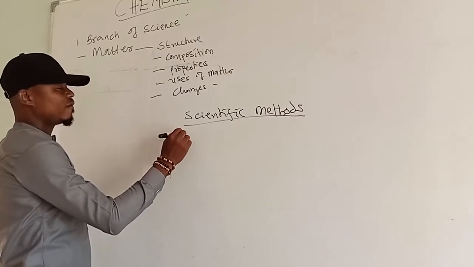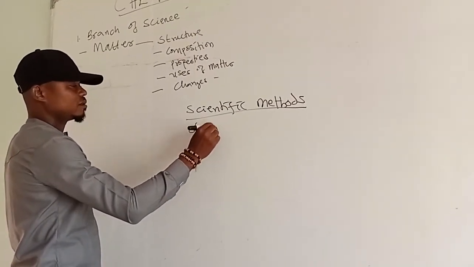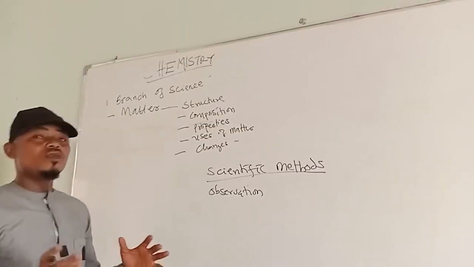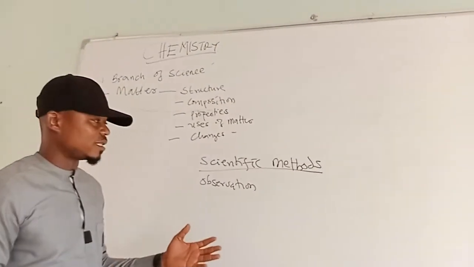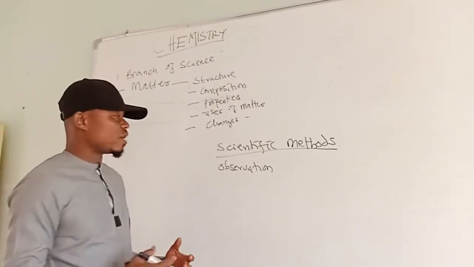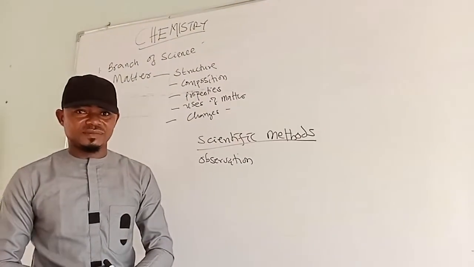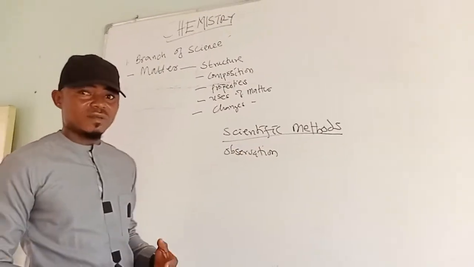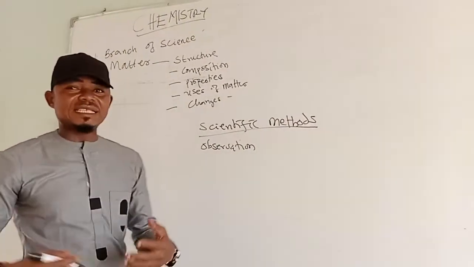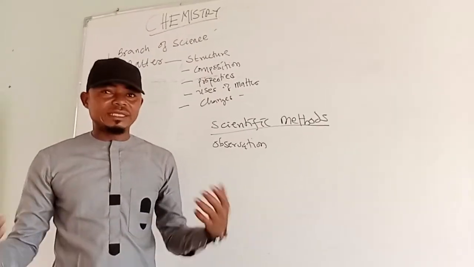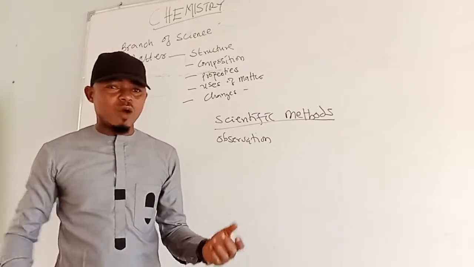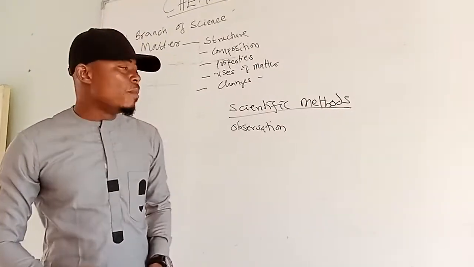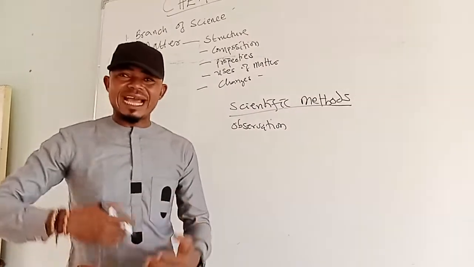One, we have observation. In the study of science, we make use of our sense organs. As we interact with the environment, we make use of our sense organs. These sense organs help us to know what is around us. And we're able to detect from these sense organs what it feels like, what it tastes like, what it looks like, and we make inferences out of them. So from observation, we make guesses, or we're able to make an explanation.